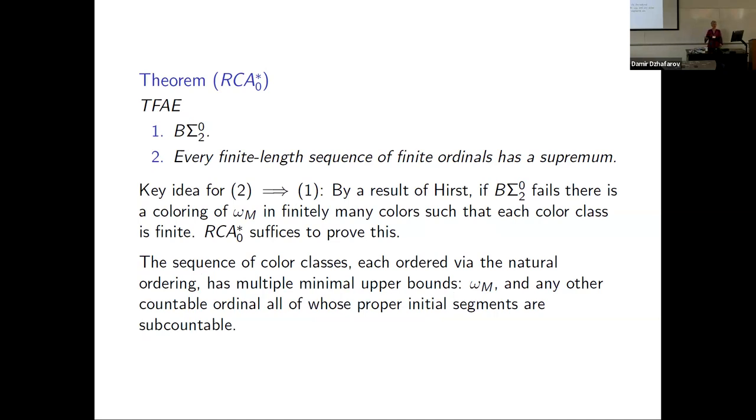And so what you have is finitely many color classes, each one of them finite, but the sizes are using up the entire model. So if you look at the sequence of color classes, each color class itself is a finite ordinal, it's a finite sequence because we're only finite in any color. And we're once again in the situation where a minimal upper bound is linked to a countable ordinal, all of whose initial segments are subcountable.